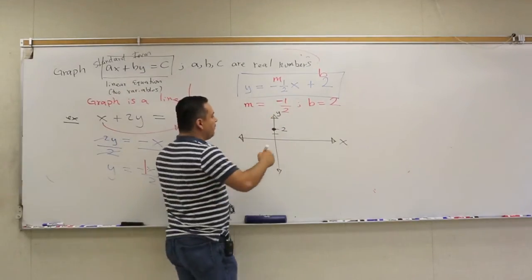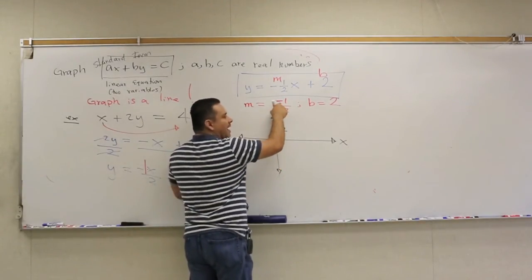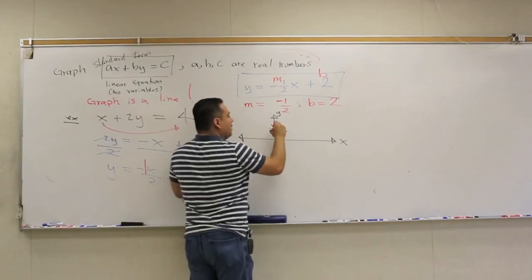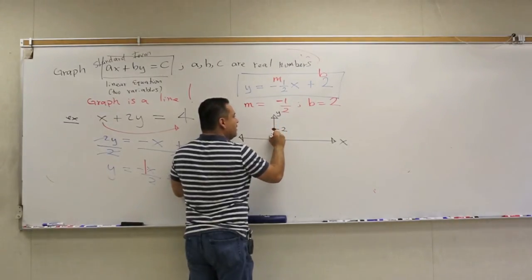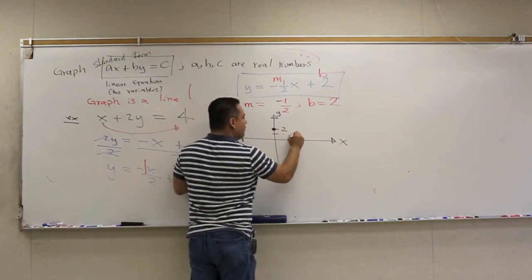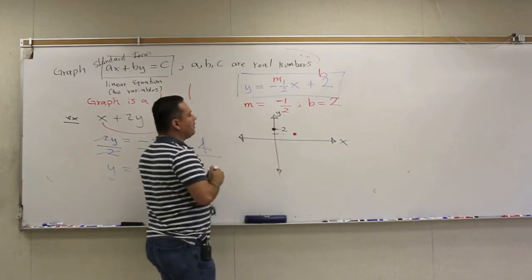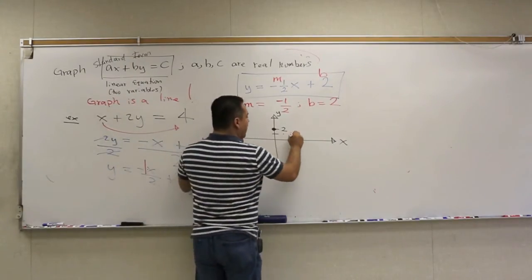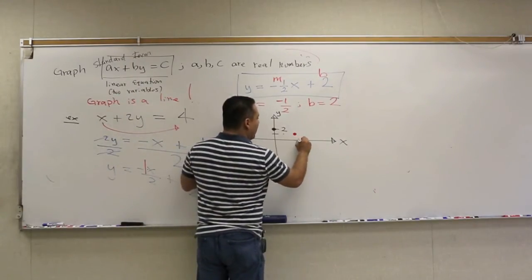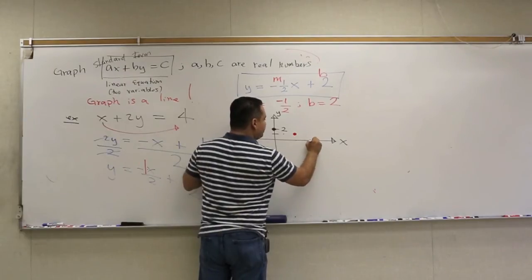Good. So from my y-intercept, I have to go now down how much? Down 1, and then to the right 1, 2. Location of my next point. And if I wanted, I could do it again. Down 1, to the right 1, 2.